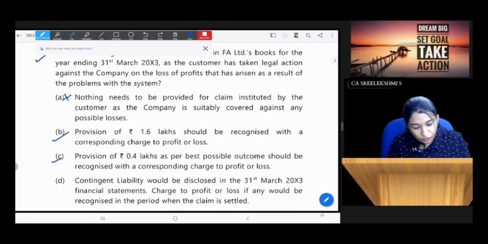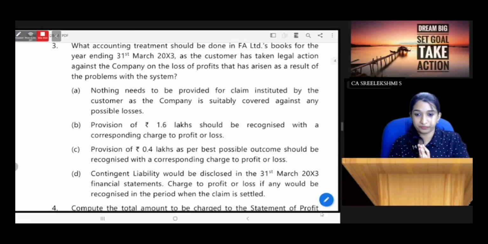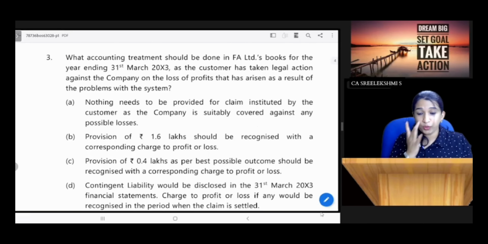Provision of 0.4 lakhs? No, it's not. From where do you get this 0.4 lakhs? Maybe 1.6 into 25% calculation. No. Contingent liability to be disclosed? No. So answer is option number B. I hope that's okay. So there is only one question from that case study.